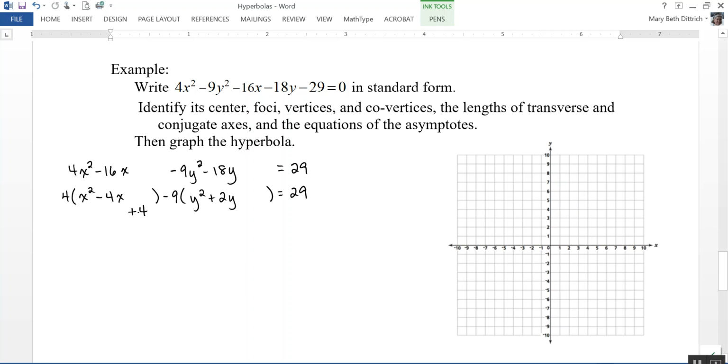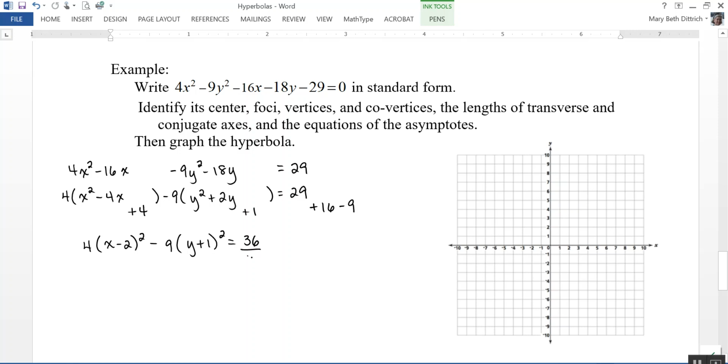But I didn't really add a 4. I really added 4 times 4, which is 16. So I need to add a 16 on this side. Here I'm going to add a 1, but I'm not really adding a 1. I'm really adding a negative 9, so I need to subtract 9 on that side. Now let's go ahead and factor this. Oops, forgot the 9. And factor this. And 29 plus 16 minus 9 gives me 36.